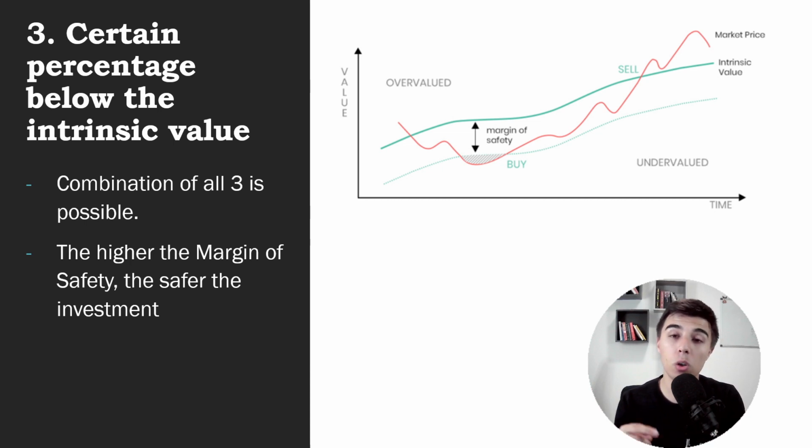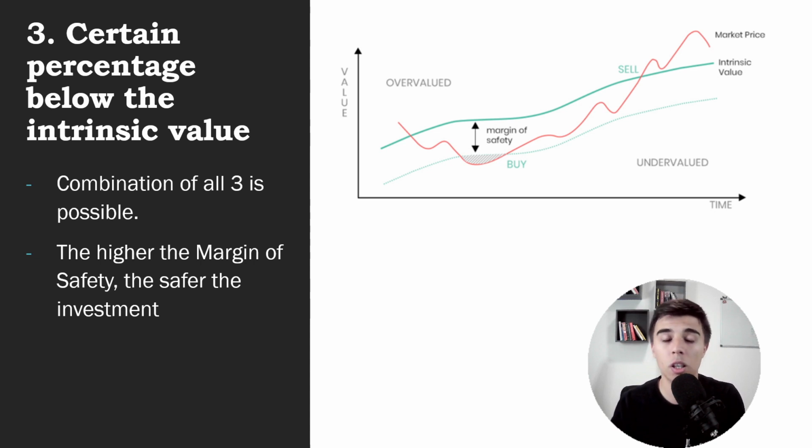Now if we go all the way back to the beginning, the definition was to buy a security when the market price is significantly below the intrinsic value. But this significantly is very subjective. For some it will be 10%, for others it will be 50%. But the higher the margin of safety is, or this discount compared to the intrinsic value, the safer the investment is.